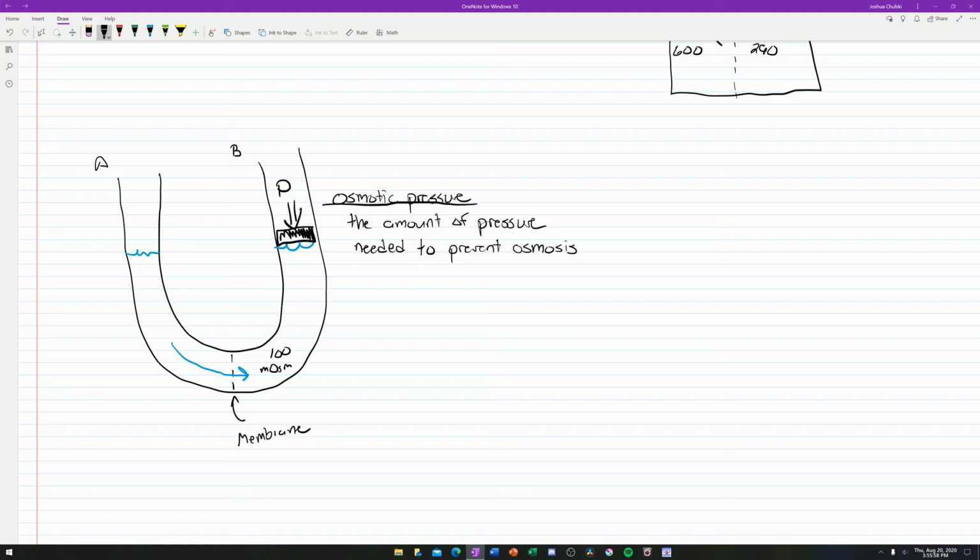So the next thing we're going to look at is active transport and co-transport systems. All right.